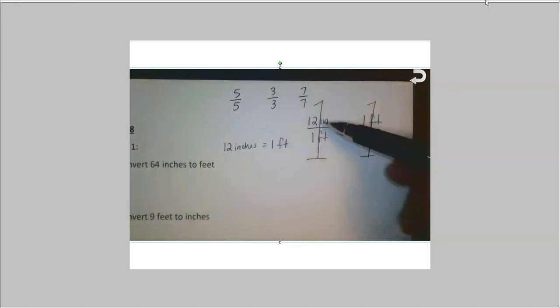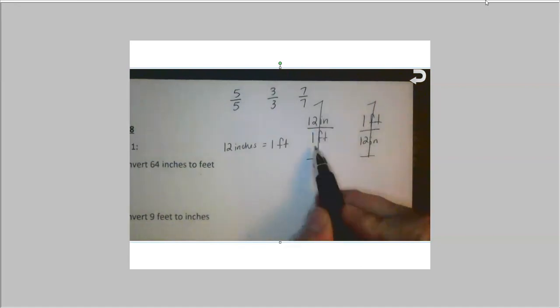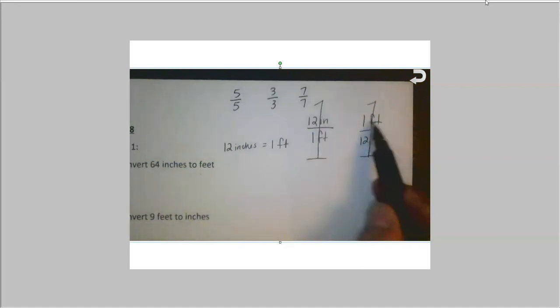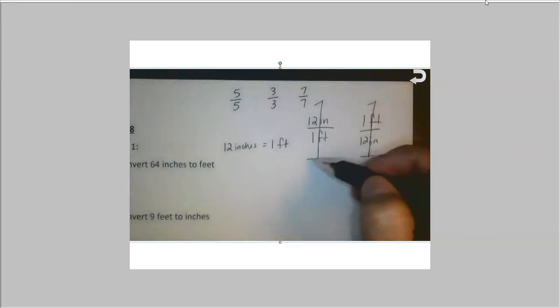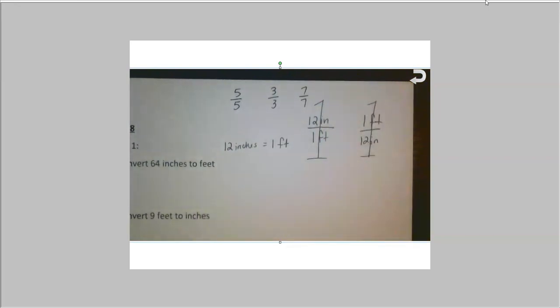Now, I know those don't look the same, and I'm not saying that 12 and 1 are the same number, but I'm saying 12 inches is the same as 1 foot. 1 foot is the same as 12 inches. And because those units of measure are the same, we can put them in this fraction form because they just represent 1. And I can multiply anything times 1, and I get that same value back. It just is going to be converted into a different unit of measure.